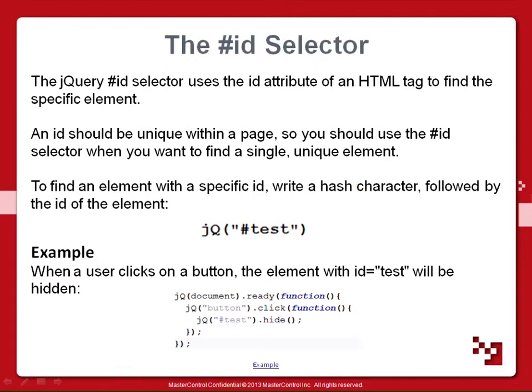All right, so let's talk about the ID selector. This one is used when we want to specify a specific element with a specific ID. An ID should be unique within a page, so you should use the ID selector when you want to find that. Now, I was just thinking to myself, there is one exception to this. When we're talking about fields on your form, the ID should be unique. In fact, that's a MasterControl requirement. If you've ever tried to upload a template with IDs that are the same, you get an error message.